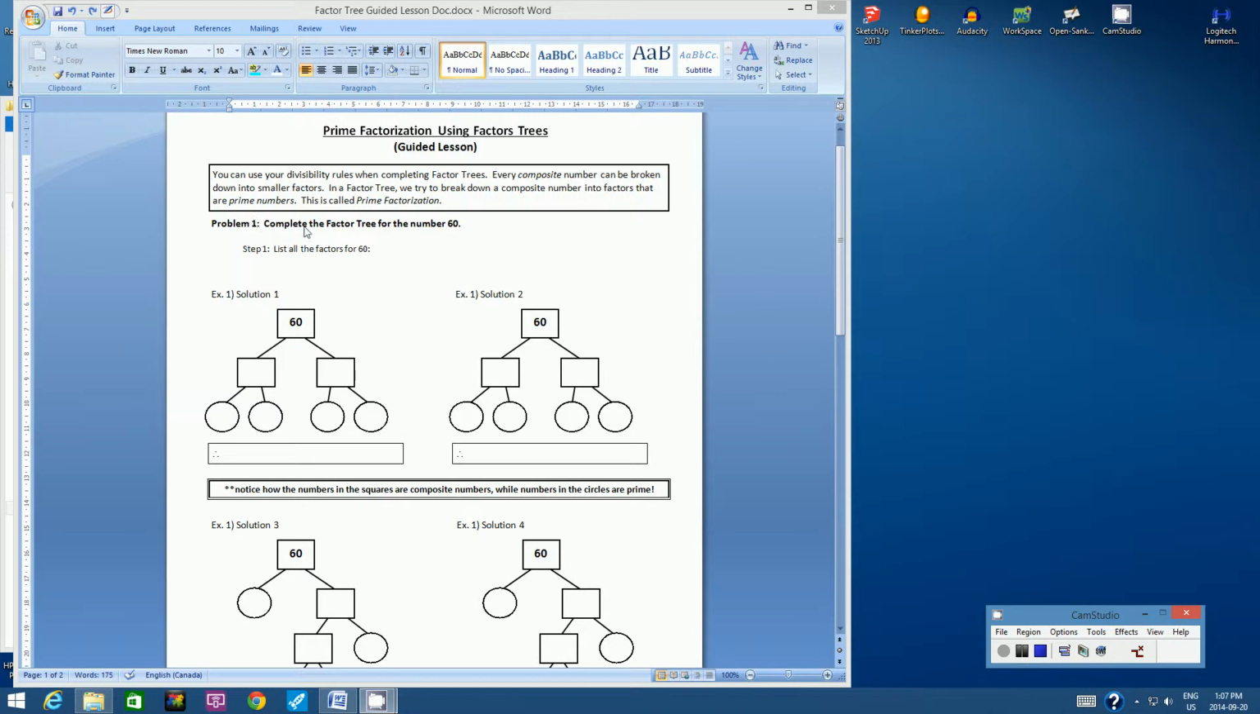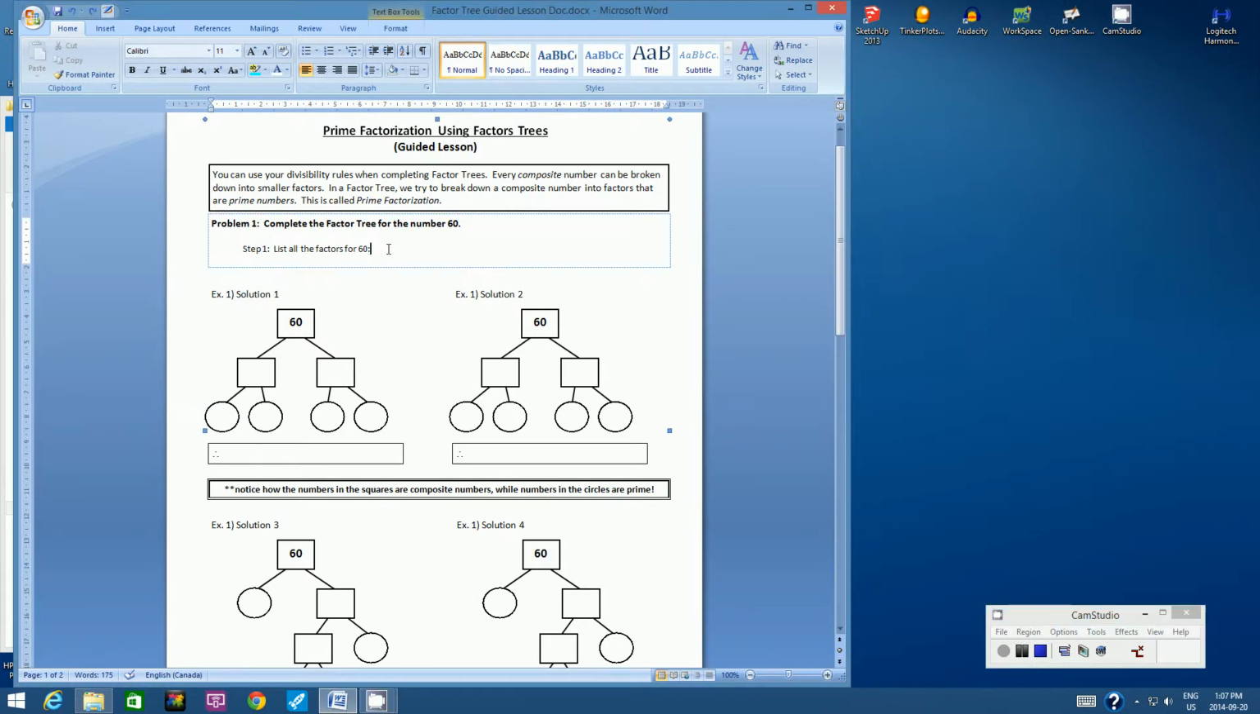So let's have a look at problem 1. Complete the factor tree for the number 60. We have 4 different possible solutions here. Step 1, list all the factors for 60. All right, let's start doing that. Let's use our divisibility rules.